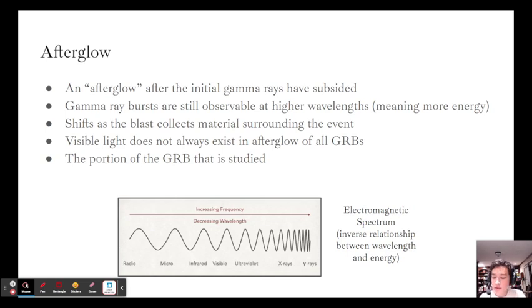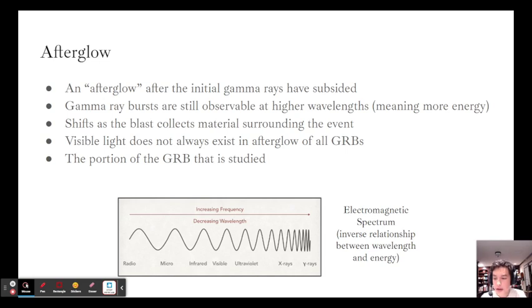So an afterglow is what it means, an afterglow after the initial gamma rays have subsided. The gamma ray bursts are still observable at higher wavelengths, meaning more energy. Long gamma ray bursts have longer afterglow phases, while short gamma ray bursts' afterglow phase is much shorter, obviously, almost instant. It shifts as the blast collects material surrounding the event, which can be physical matter or colliding with other energy sources. Visible light does not always exist in the afterglow of all gamma ray bursts, and this is the portion of gamma ray burst that is studied.